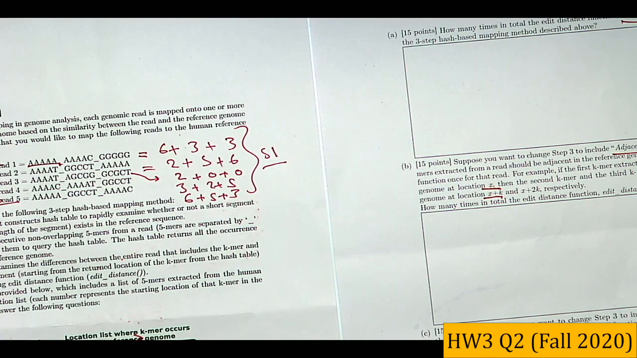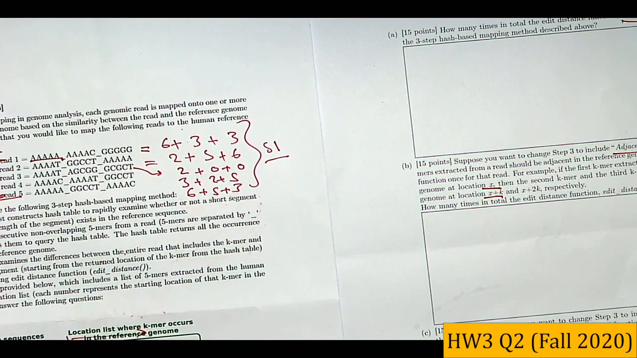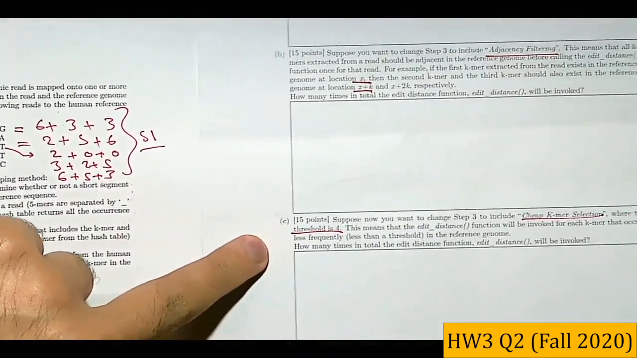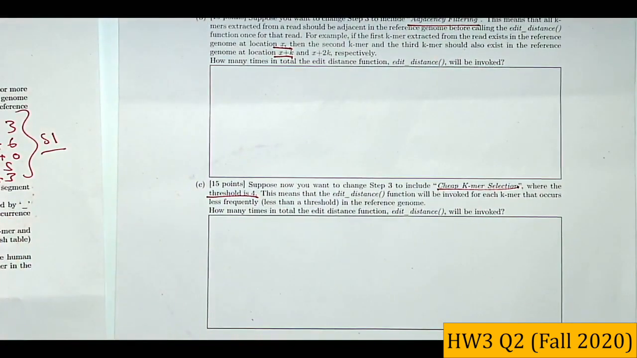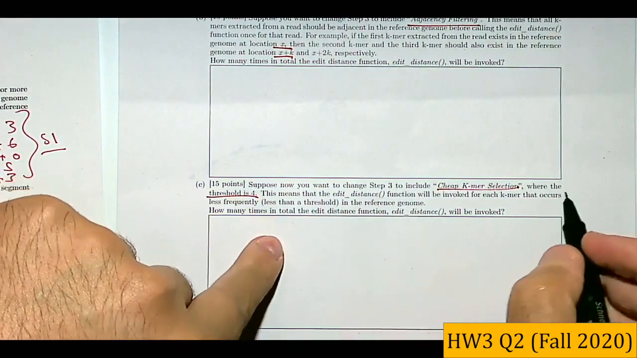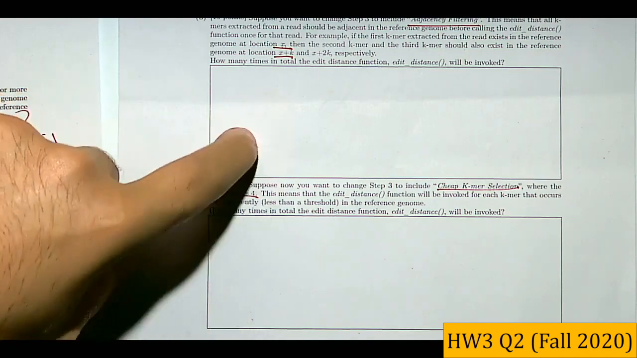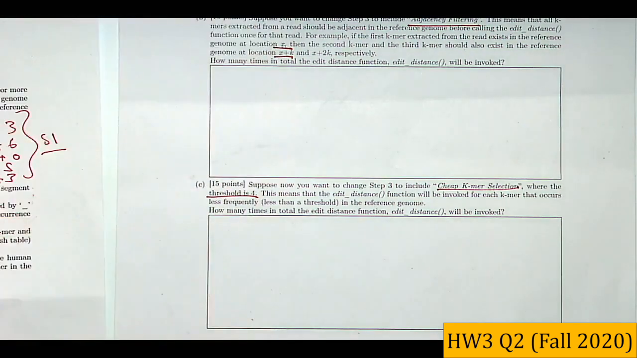It says you have a threshold, and whenever a Kamer has more locations than the threshold, you just ignore this Kamer, or you don't perform edit distance on it. As easy as this. And what's the threshold here? The threshold is set to be 4 here. So now the question: do we need to apply this cheap K-mer selection on the solution we performed in B or A? Why?